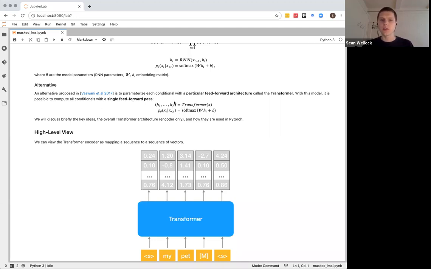You could view this transformer as just being some function which takes in an input and produces a sequence of hidden states. And then each conditional distribution is taking the hidden state for that position and transforming it and taking the softmax. Okay.